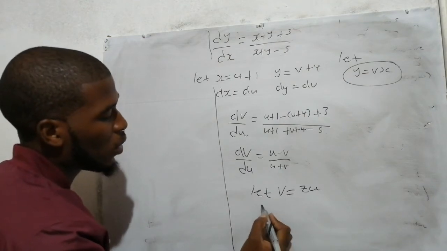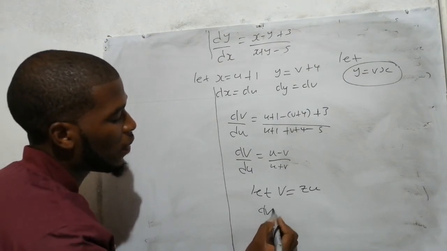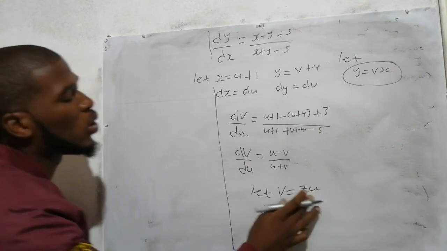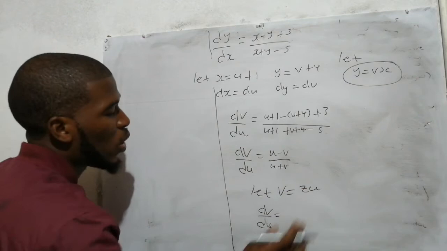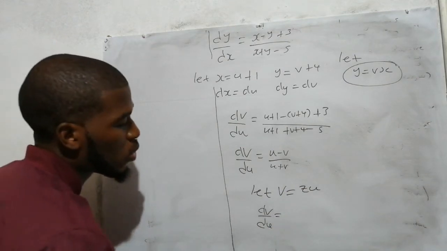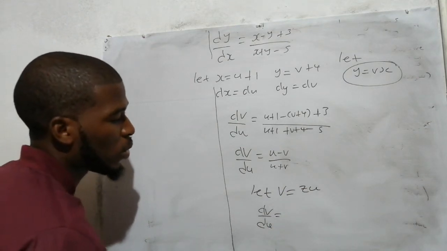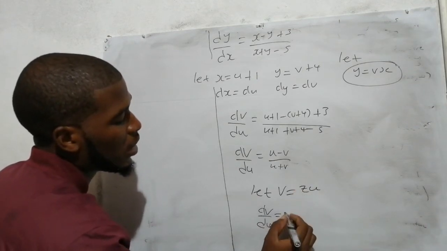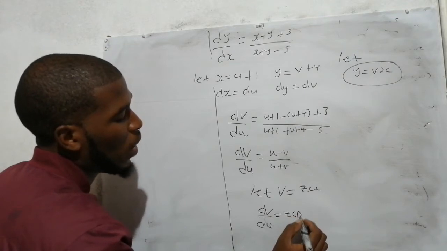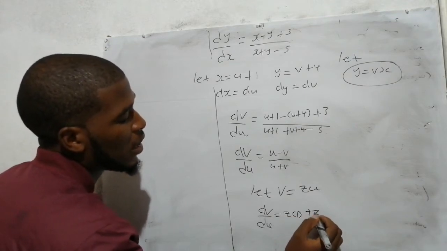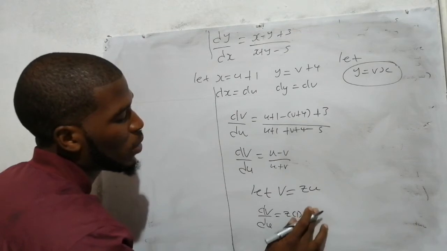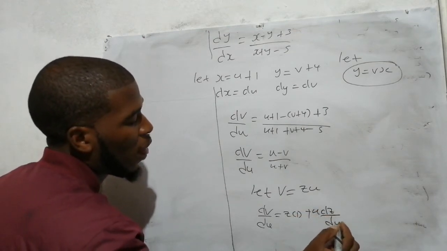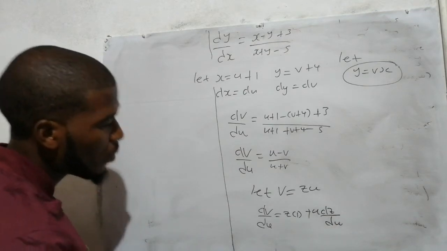So we use the product rule again. dv over du equals, so both z and u are functions of u, so that's why we need to use the product rule. So the derivative of zu with respect to u is 1 times z plus u dz over du.